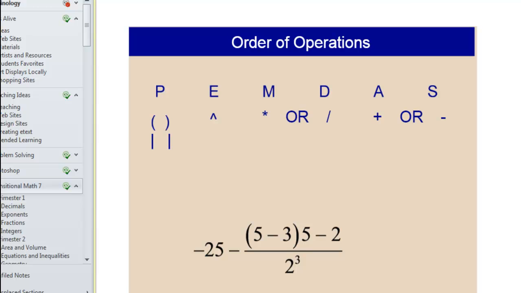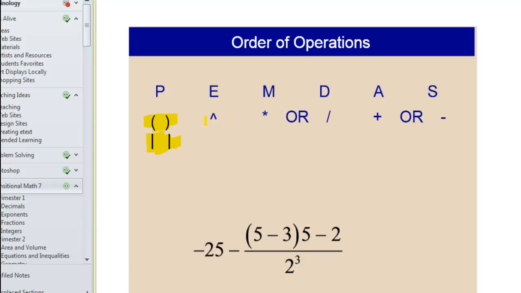Let's review order of operations. We all know that when you're working with a problem, you always complete your operations working from left to right, with some exceptions. The first exception is if you have parentheses or absolute value symbols, they mean to come in here and complete the operations within here first.